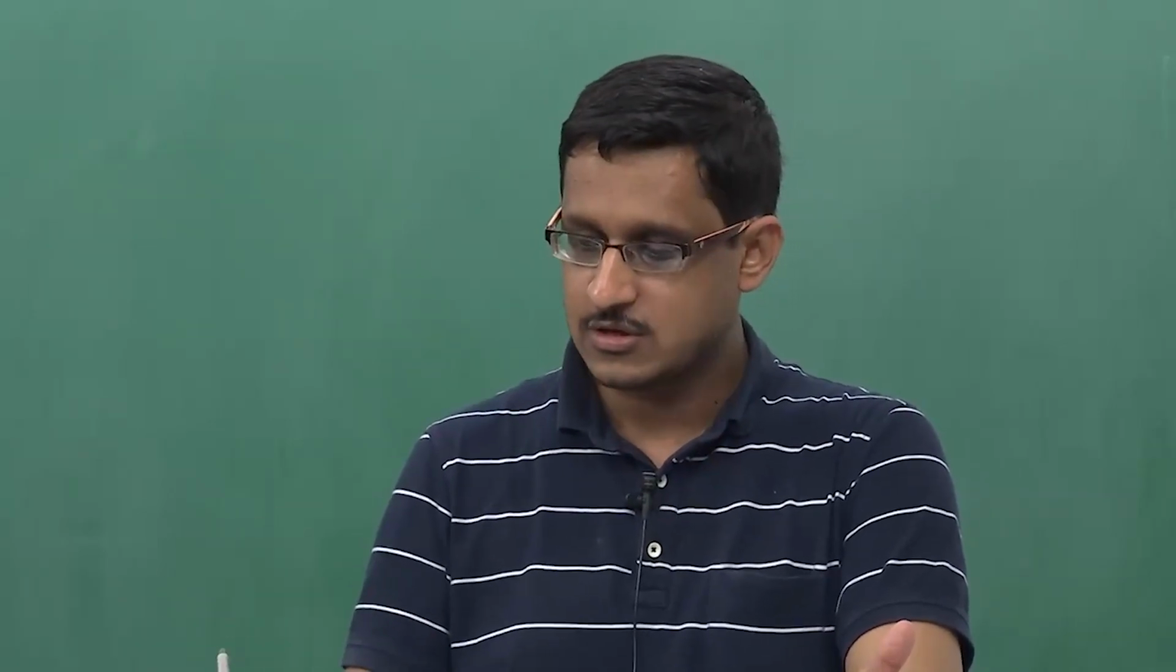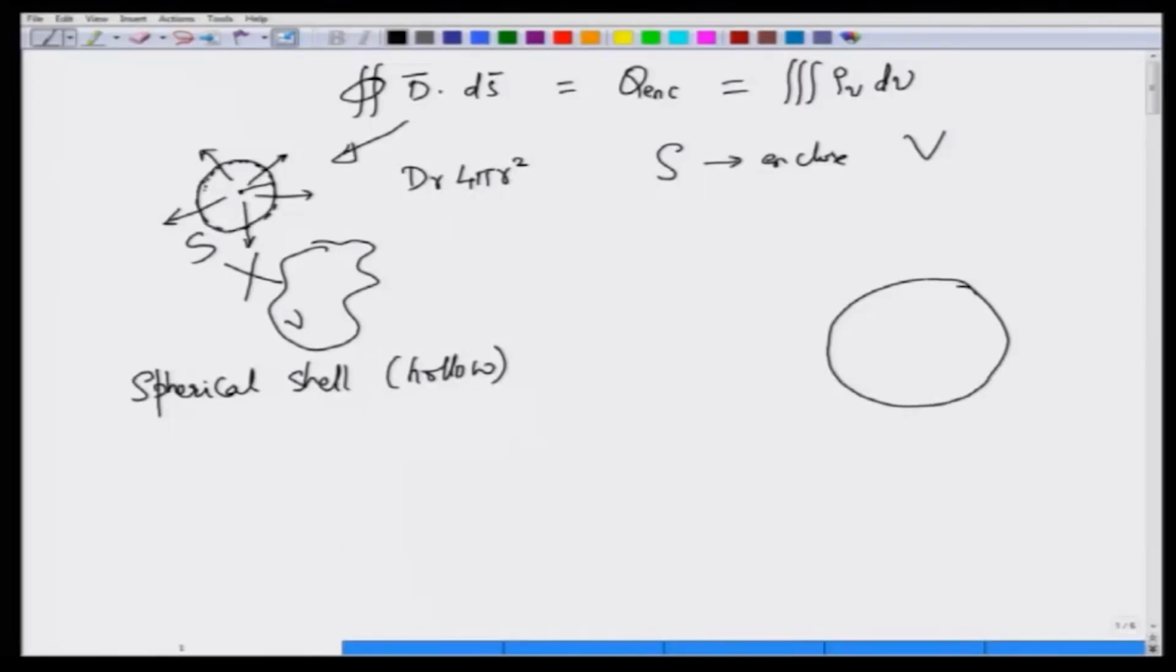So, I have this spherical shell here. The shell has a certain radius, call that radius a, and the charges are all distributed over the surface of this shell. So, the charge is all uniformly distributed over the surface of the shell, with a uniform charge density of rho s coulomb per meter square. Please remember that this surface area we are considering is actually spherical in nature.